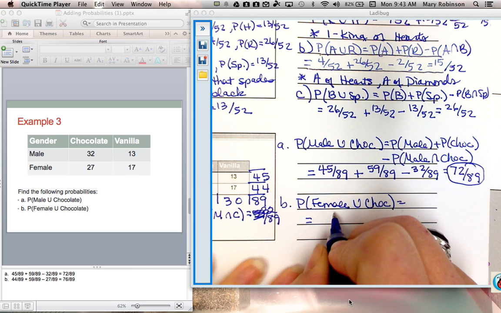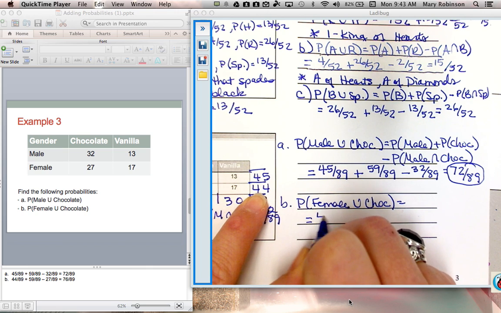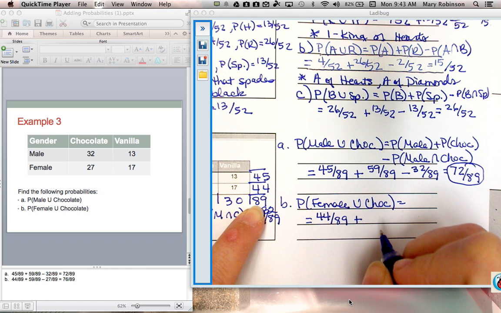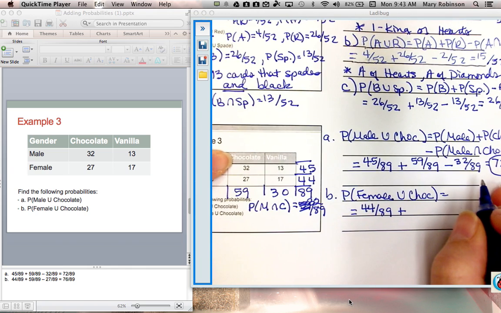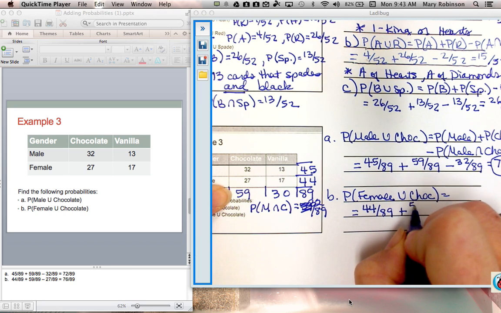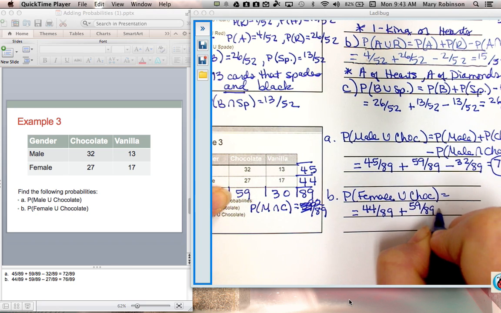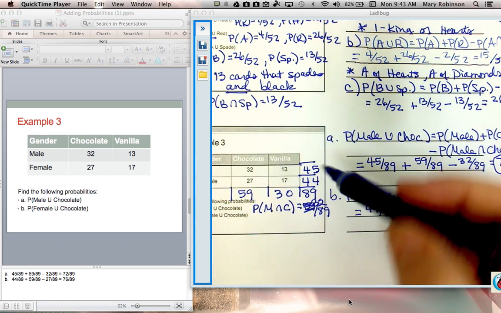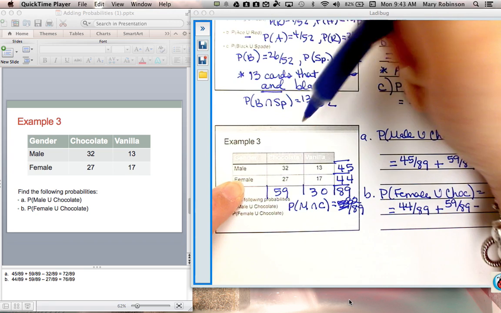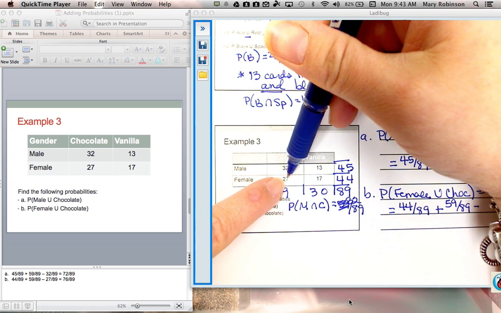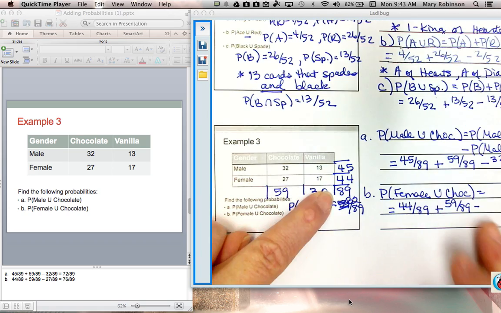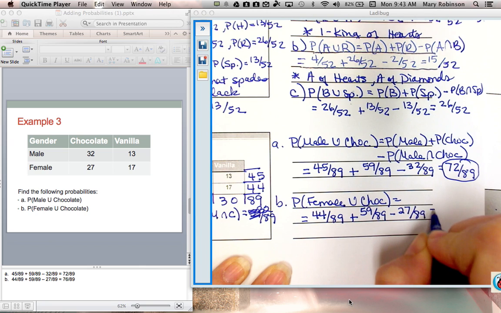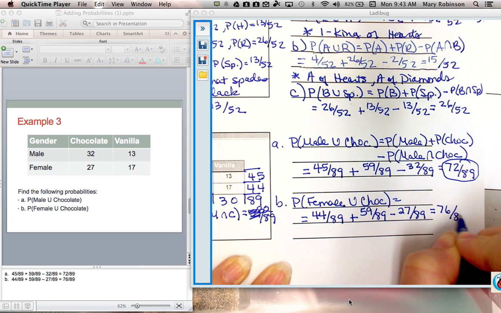So the probability of female, we want to use our female total, and that's 44 out of 89. To that, we want to add our probability of chocolate. Total chocolate is 59 out of 89. And then from that, we want to subtract the probability of female and chocolate. So female and chocolate, we look for the intersection on our table. That's 27 out of the 89. So subtract out 27 out of 89 to give you 76 out of 89.